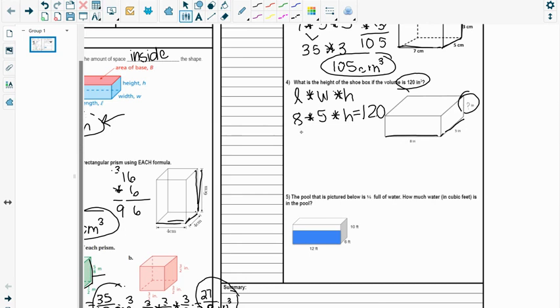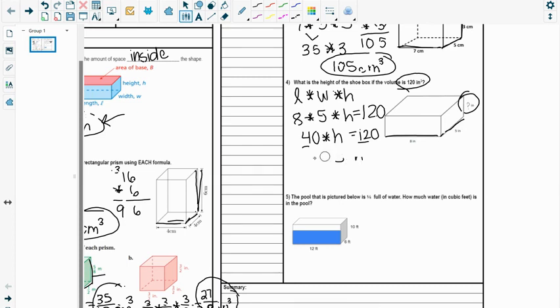Once we have those three numbers, we'll multiply them together, and that's how we would get 120. Well, we've got 8 times 5. We know that that's 40, so we can simplify that part. And 40 times our height is going to be equal to 120. Okay, well, let's use some mental math. We've got a 4 and we've got a 12 if we were to drop off both those zeros. 4 times what is 12? 4 times 3 is 12. So we'd get 3 is equal to our height.